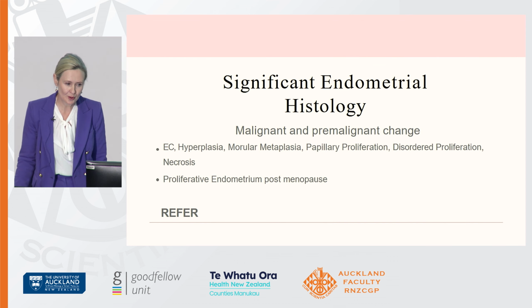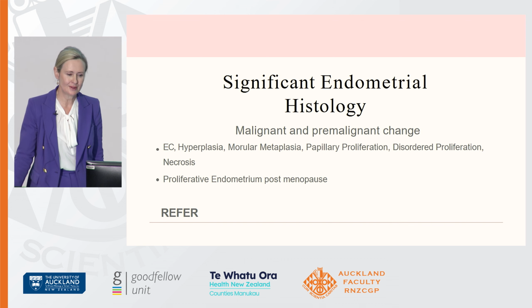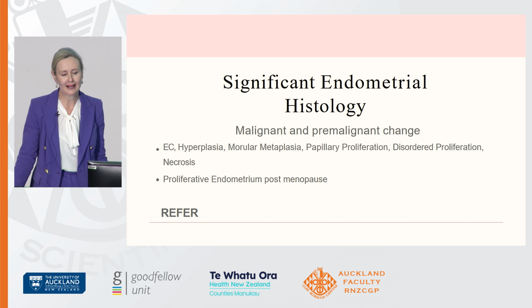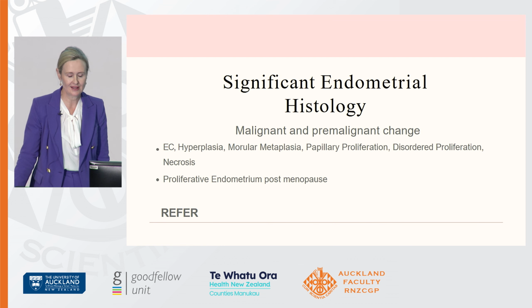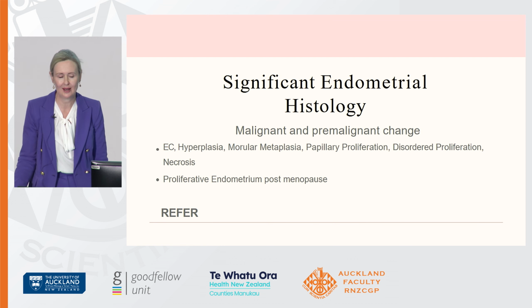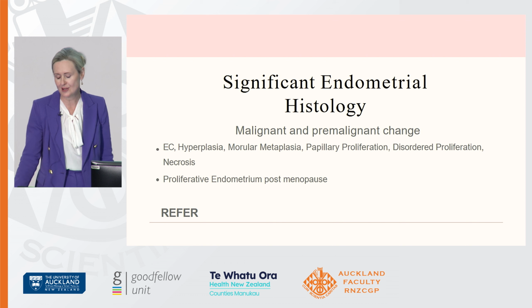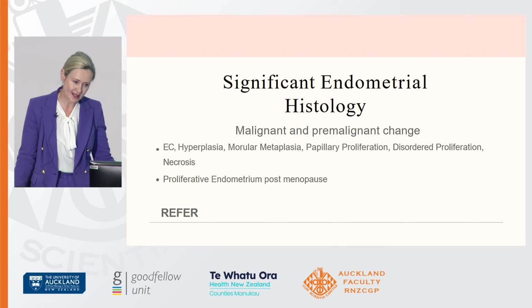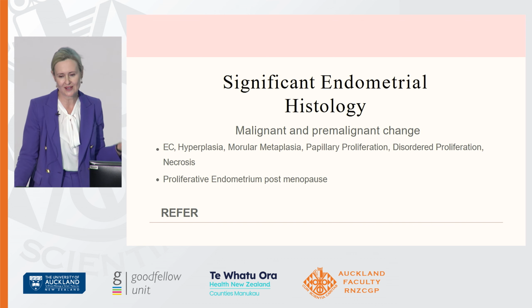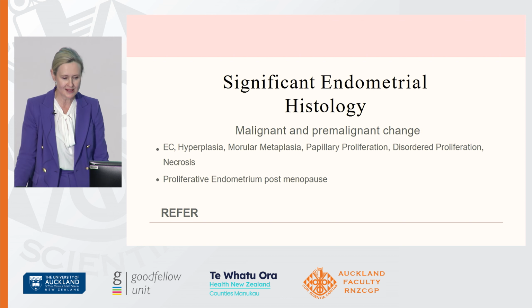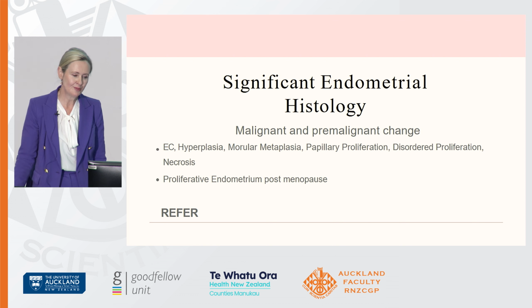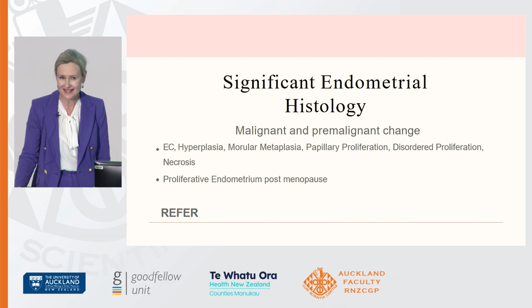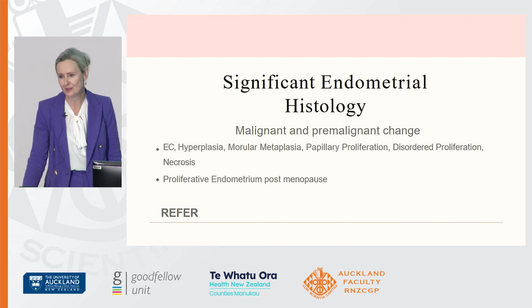So what are we looking for when we do a Pipelle? We're looking for significant endometrial histology, and we're looking for malignant and pre-malignant change so we can manage it. And as I said in my introduction, endometrial cancer and precancer is a preventable disease. So we're looking for, obviously, cancer and hyperplasia, but there's some other more subtle changes that have crept into pathology over the last few years. Morular metaplasia, papillary proliferation, disordered proliferation, and necrosis, and proliferative endometrium in a postmenopausal patient is not a normal finding, even though it is in a premenopausal woman.